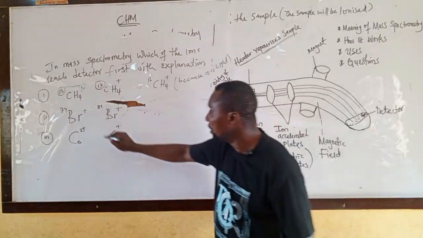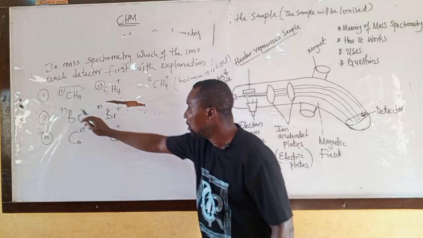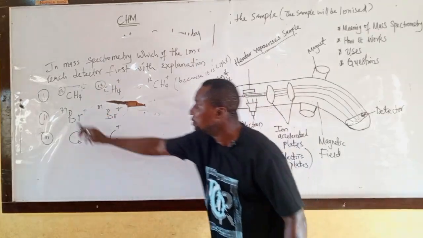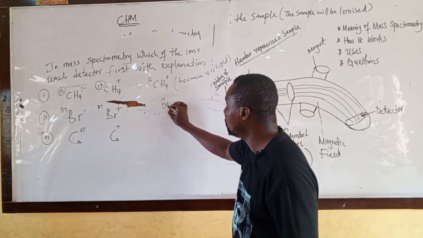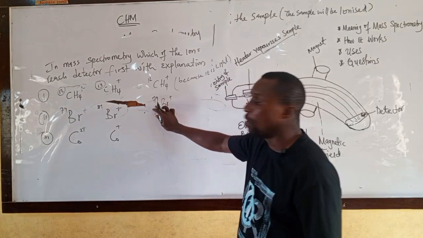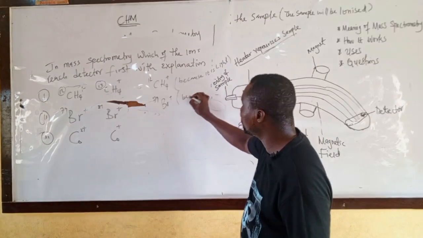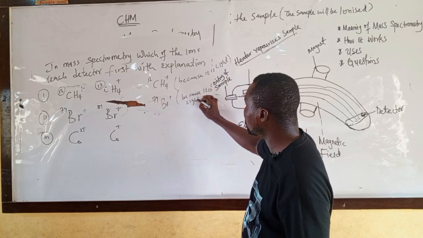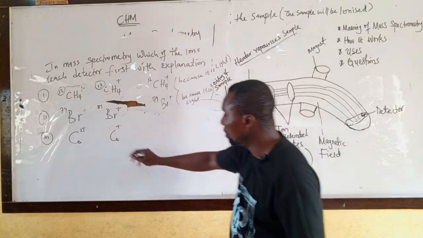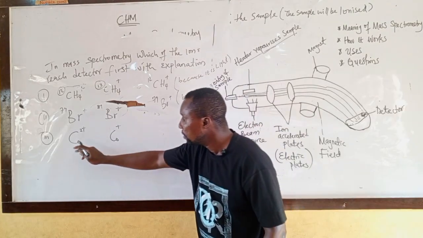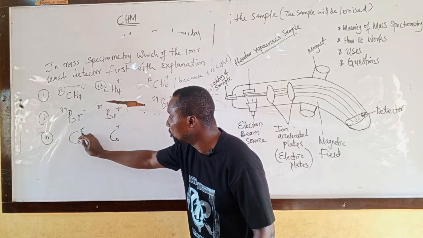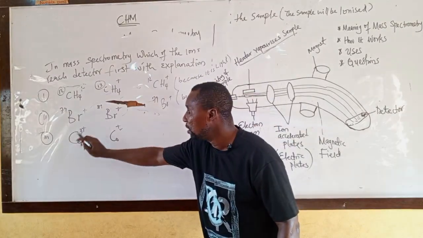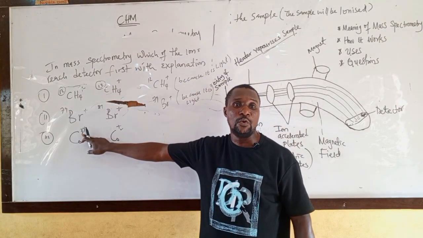Let's look at this one. Again, the same charge. The mass of this one is 79, the mass of this one is 81. Which one is light? This one. That means this one too will reach the detector first because it is light. That's the explanation. But look at this. The charge of this one is plus 2. The charge of this one is plus 1. Which one has more charge? This one. That is, this one will be deflected more.